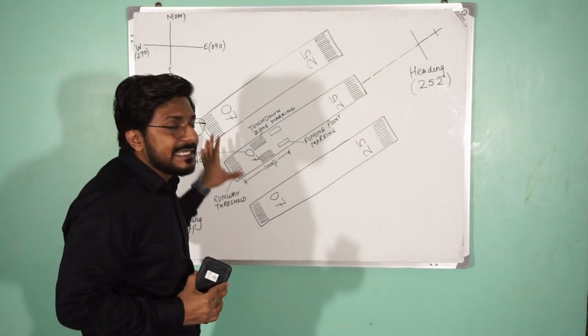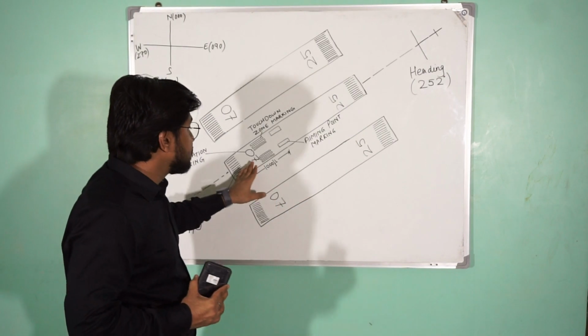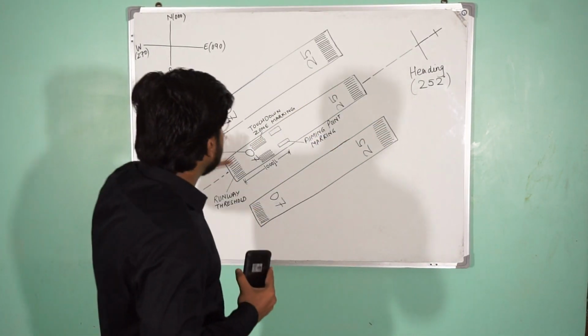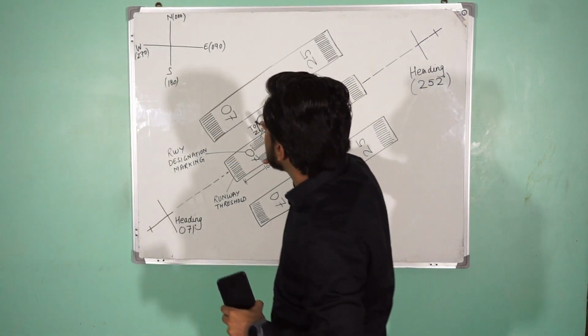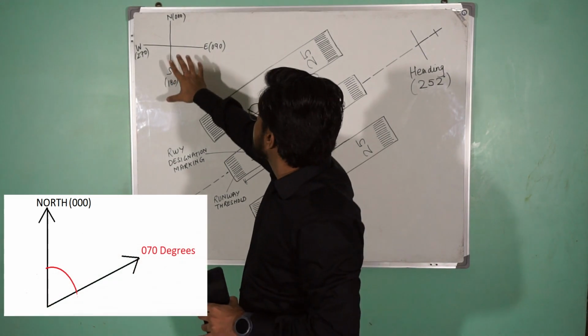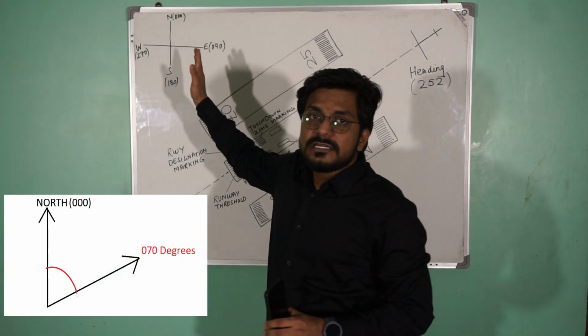Then in this case I can add 18. Here it is 07, so I'll add 18 and I'll get runway 25. You have to make sure that in this example I have taken north at the top. North is always considered as 0.